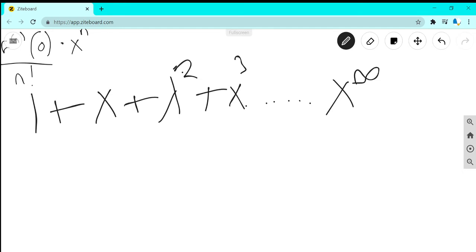So that's basically our series. Now we need to find how we can express this in sigma form, going up to infinity.